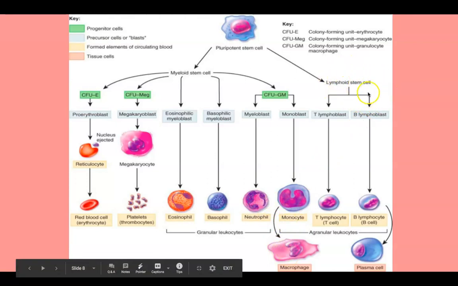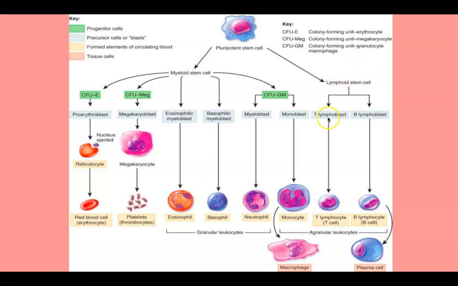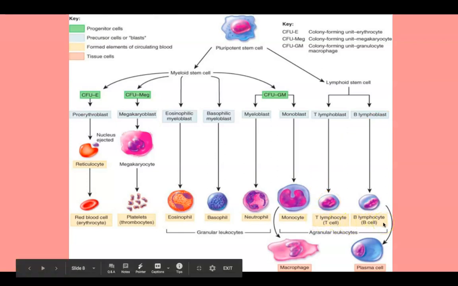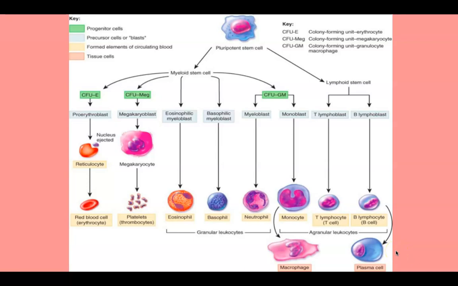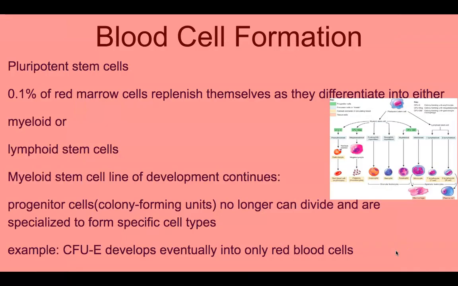Now the lymphoid stem cells give rise to the blast cells, that is T lymphoblasts and B lymphoblasts. These form T lymphocytes and B lymphocytes respectively, and they also form plasma cells. So blood cell formation starts with the pluripotent stem cells, present in the red marrow cells. About 0.1% of red marrow cells replenish themselves and differentiate into myeloid and lymphoid cells.